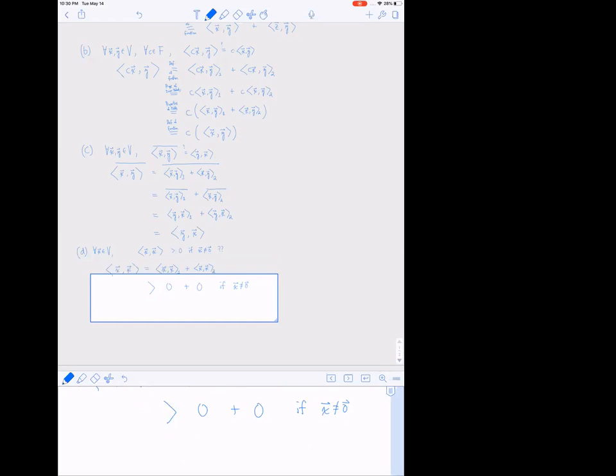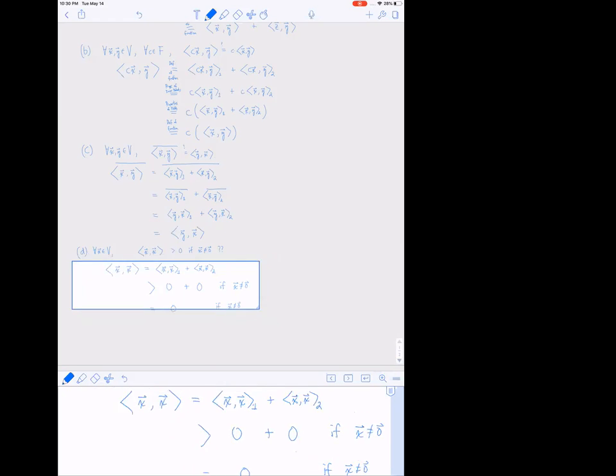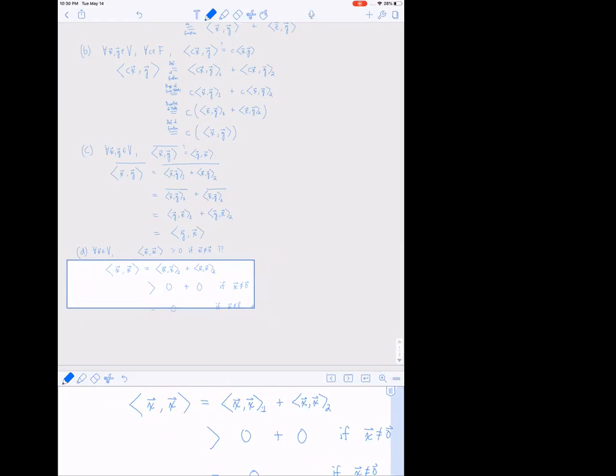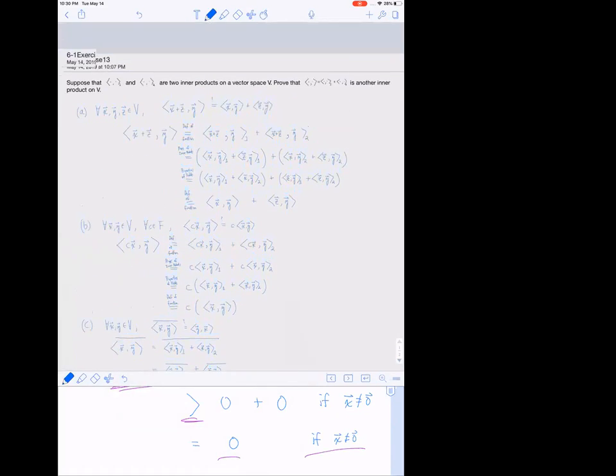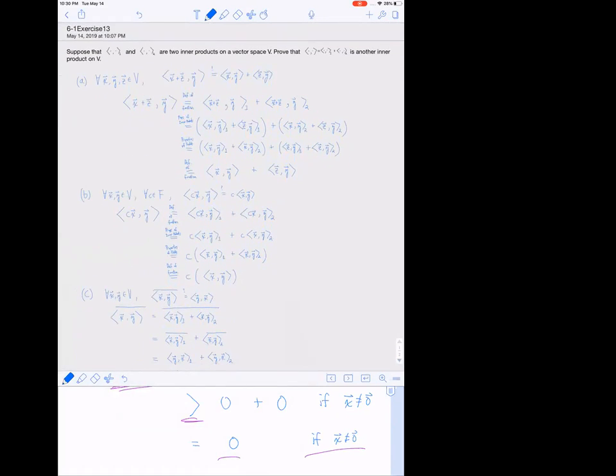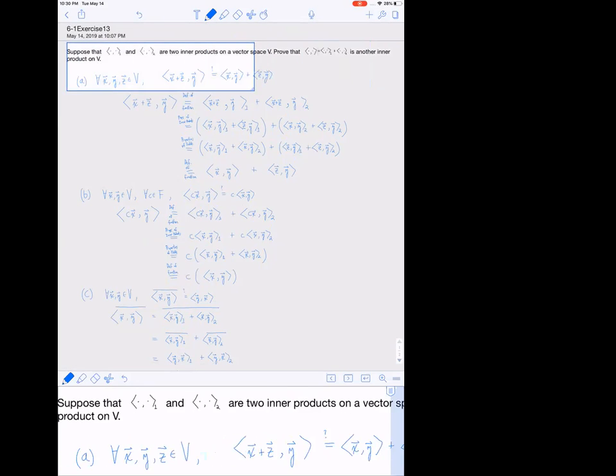So in particular then, well, 0 plus 0 is 0. So what we've really shown is that, yes, the combination of x with x using this bracket is strictly greater than 0 if x is not 0. So now we have shown all four of the properties that a function would need in order to qualify as an inner product.